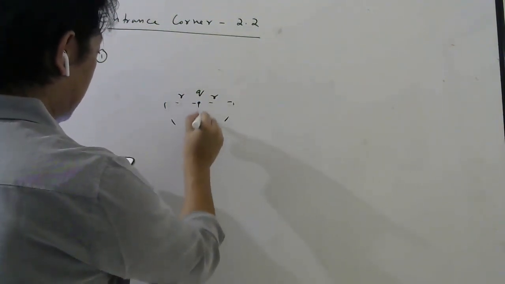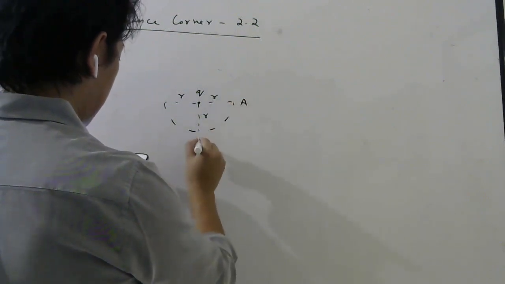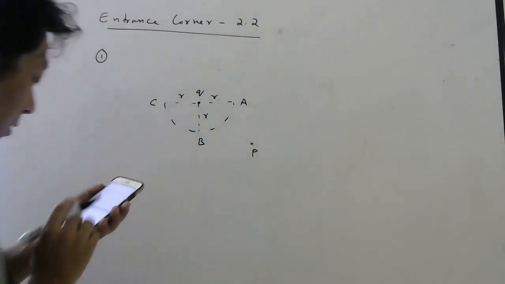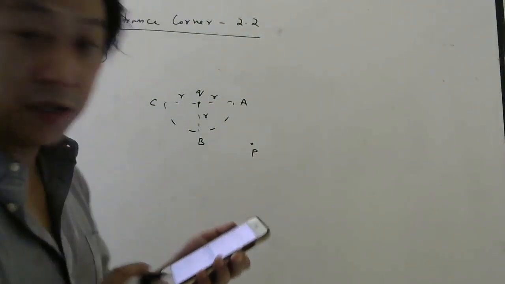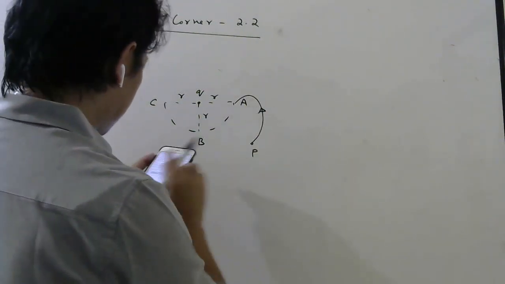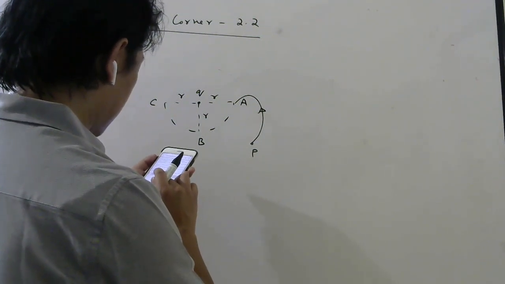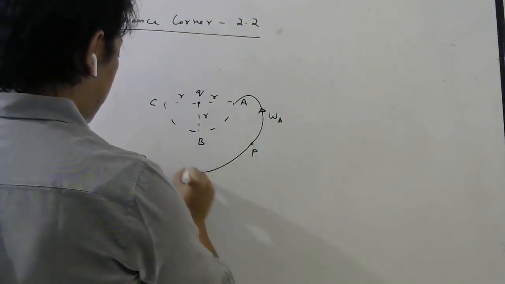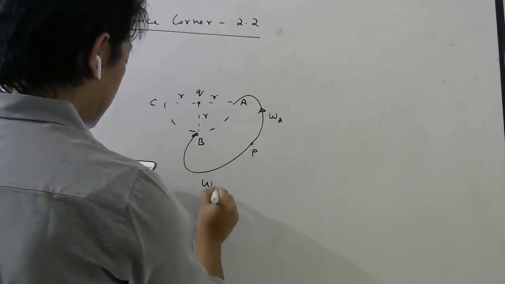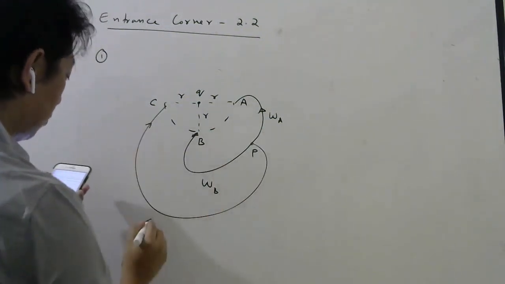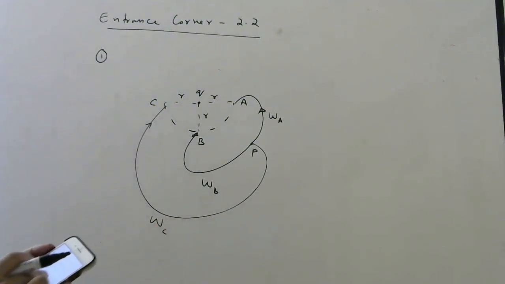The radius means it will be R everywhere, right? This is A. This is B. This is C. And this is some point P. So they are saying work done in taking a point charge from P to A. From P to A, when you take another charge, the work done is WA. From P to B is WB, and from P to C, if you move the same charge, work done is WC. What is the relation between these three? Which is more, which is less, they are asking.